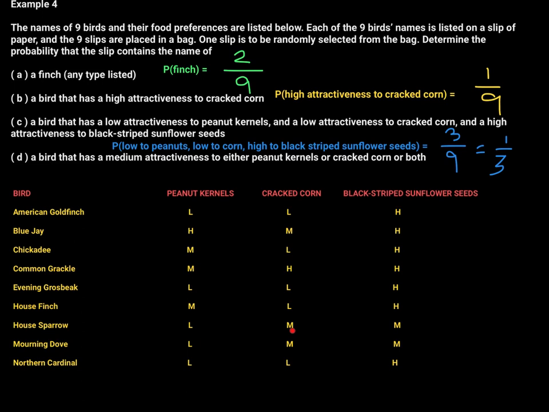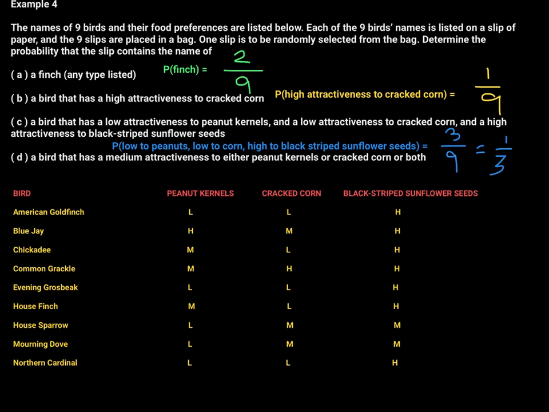Let's see, what else? We just did the house sparrow. What about the mourning dove? The mourning dove has a medium attractiveness to cracked corn. So we're looking for peanut kernels or cracked corn. So I counted, is that all? Did I lose count? Let's see. The blue jay, 1. The chickadee, 2. The common grackle, that's 3. The house finch, that's 4. The house sparrow, that's 5. And the mourning dove, that's 6. All right, so I counted 6, everybody.